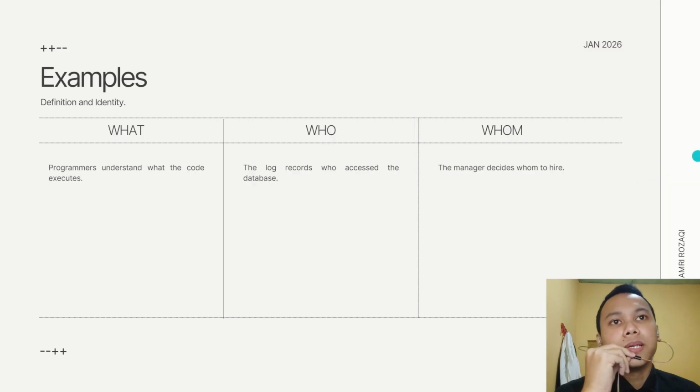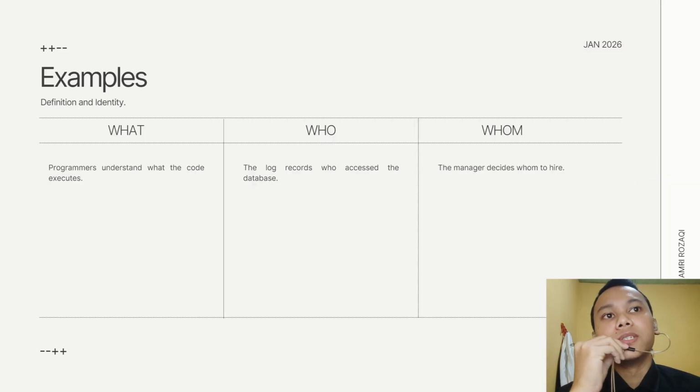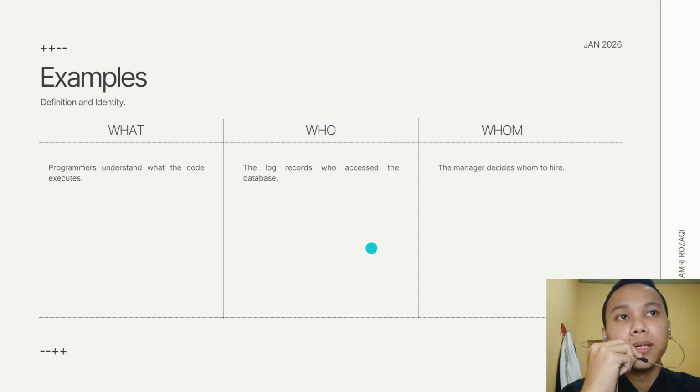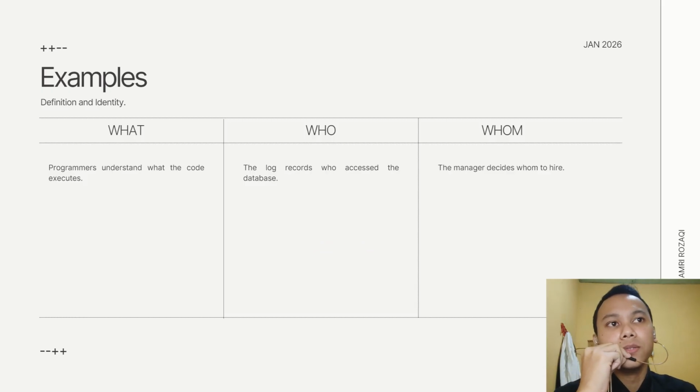Here are some examples relevant to informatics engineering. First, using what. Programmers understand what the code executes. Second, using who. The system log records who access the database. And third, using whom. The IT manager decides whom to hire for the project.